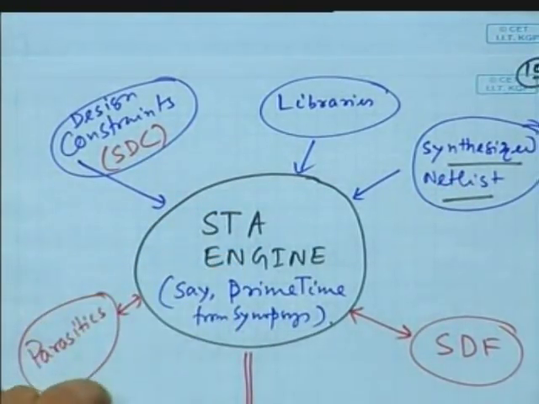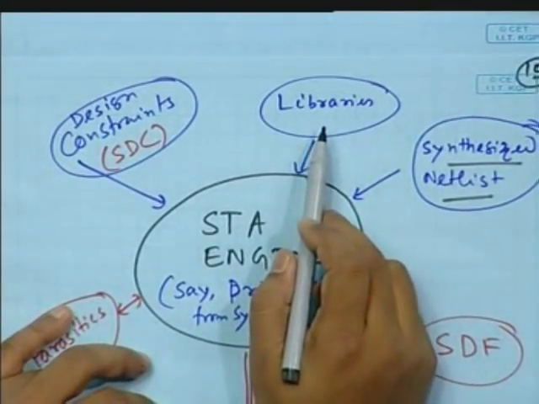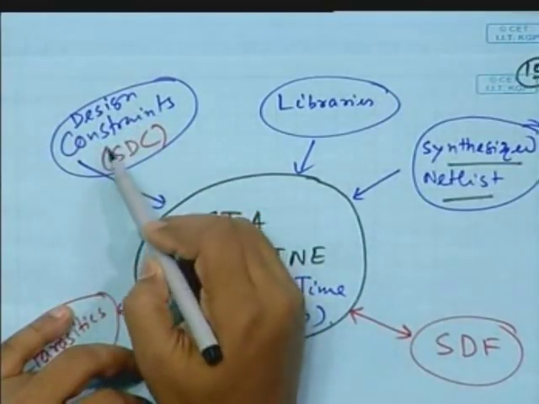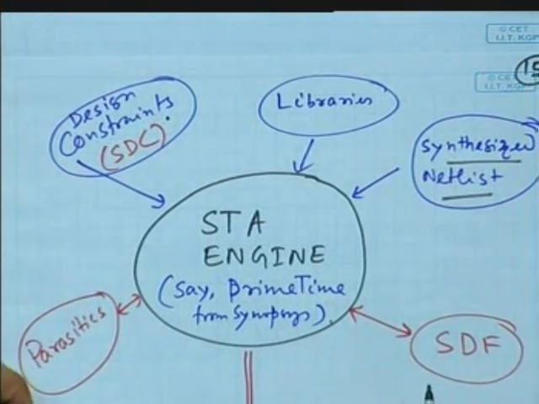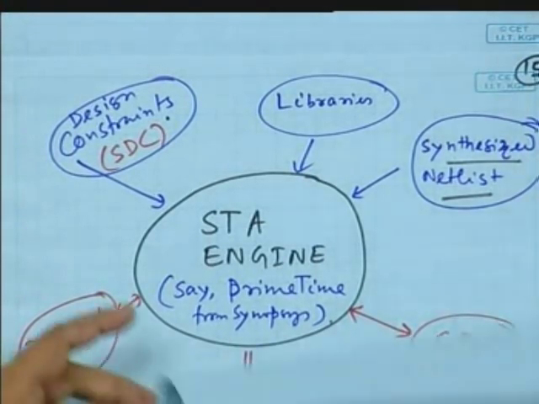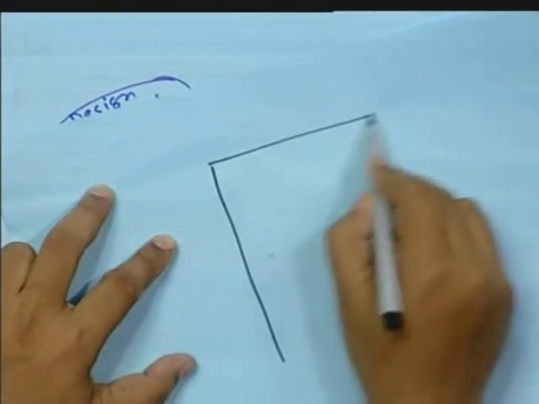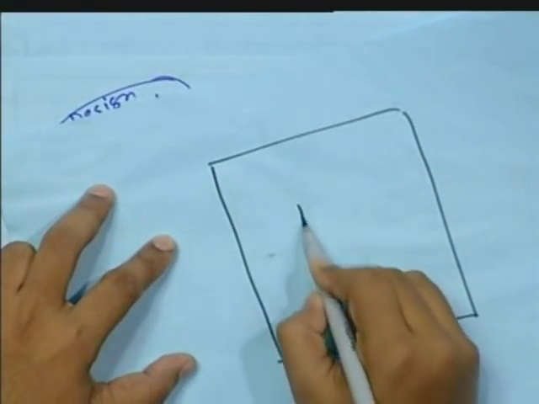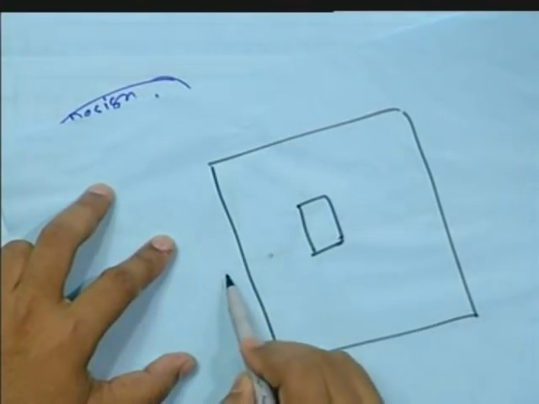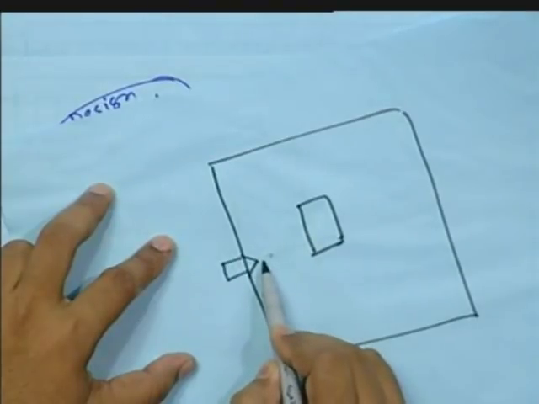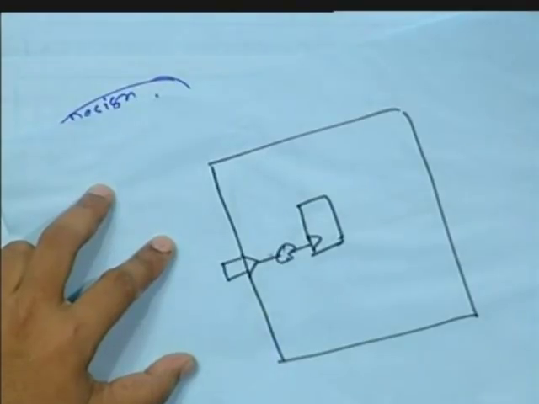Okay, so there will be libraries, standard cell libraries or macro libraries. Okay, there are design constraints. What are design constraints? I'll talk about them today. Just for one example, just to appreciate what a design constraint is, say this is your chip. You have a flip-flop here, and say this is my clock. There's some delay, it's going, right?